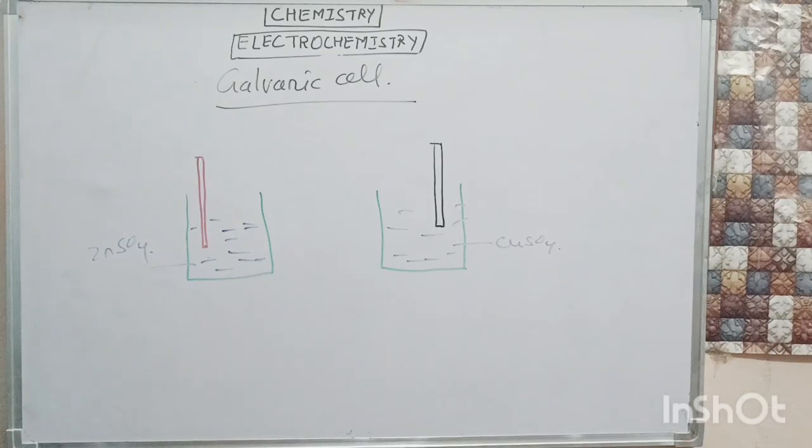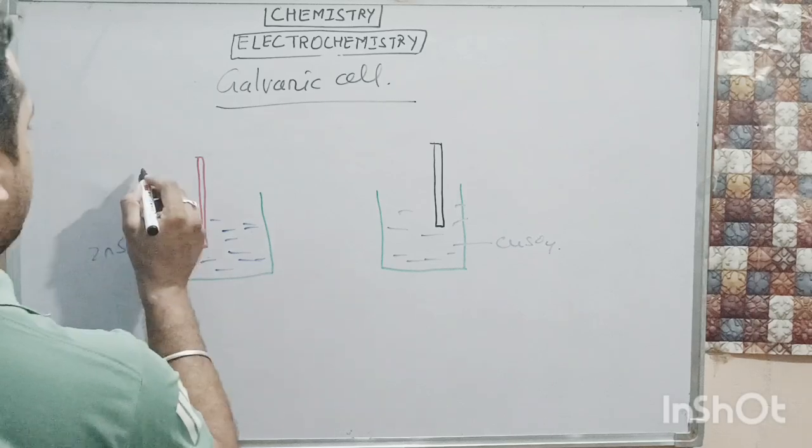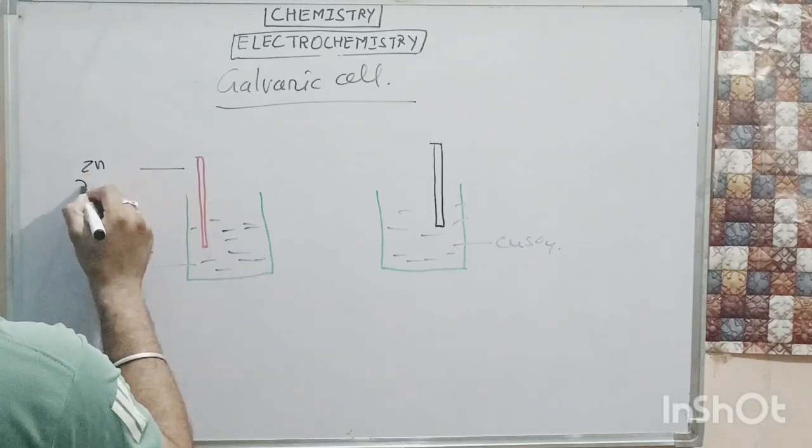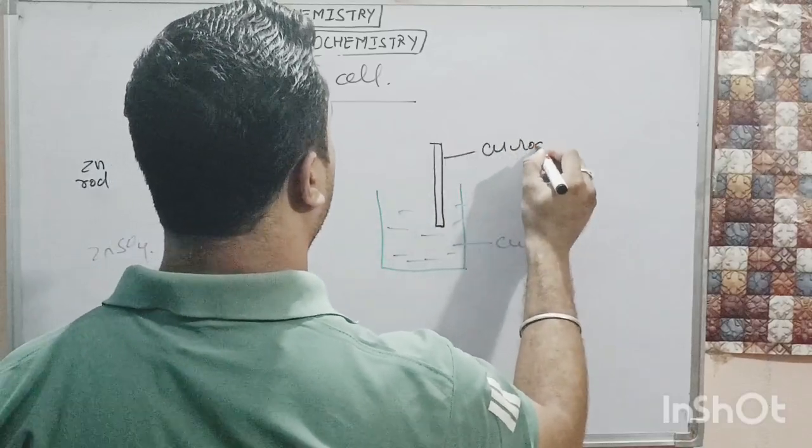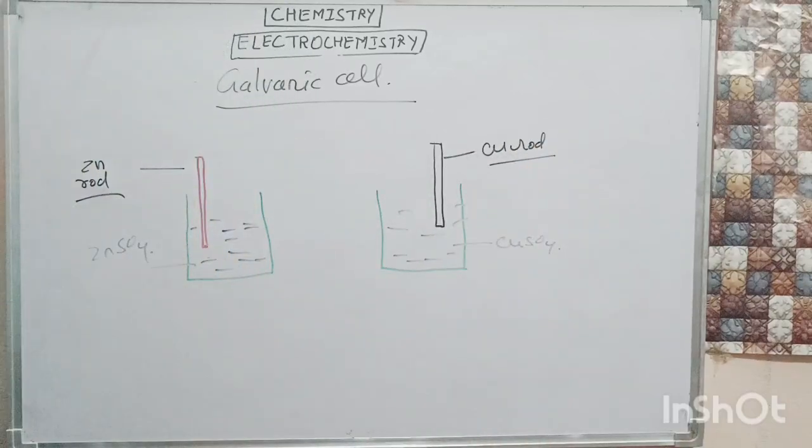ठीक, now we are taking this. This is called as zinc rod. This zinc rod, or we can call it as electrode. This is copper rod or copper electrode. Sir, आपने word use किया electrode.